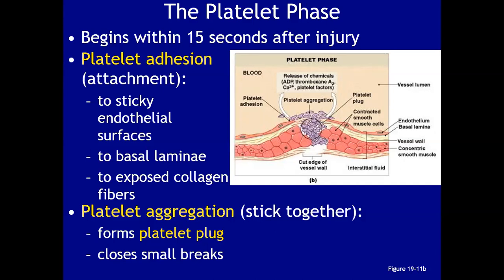And you can see it happening here. Here, we've got those sticky cells that are going to be along the edge here, okay? And they're going to start, the platelets are going to start to stick to them. And since the platelets are sticky, they're going to stick to each other. And basically, we're going to form this plug right here due to platelet aggregation.